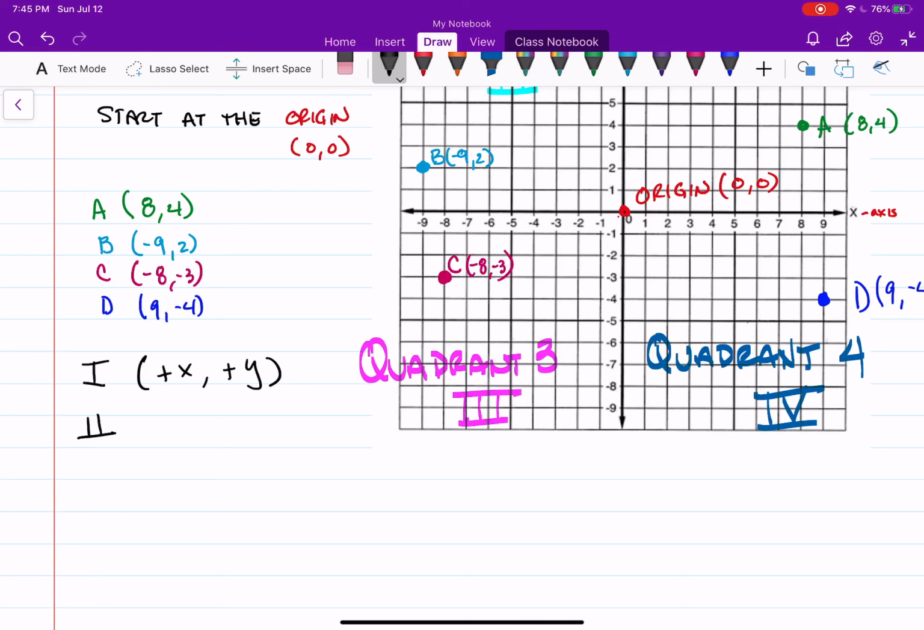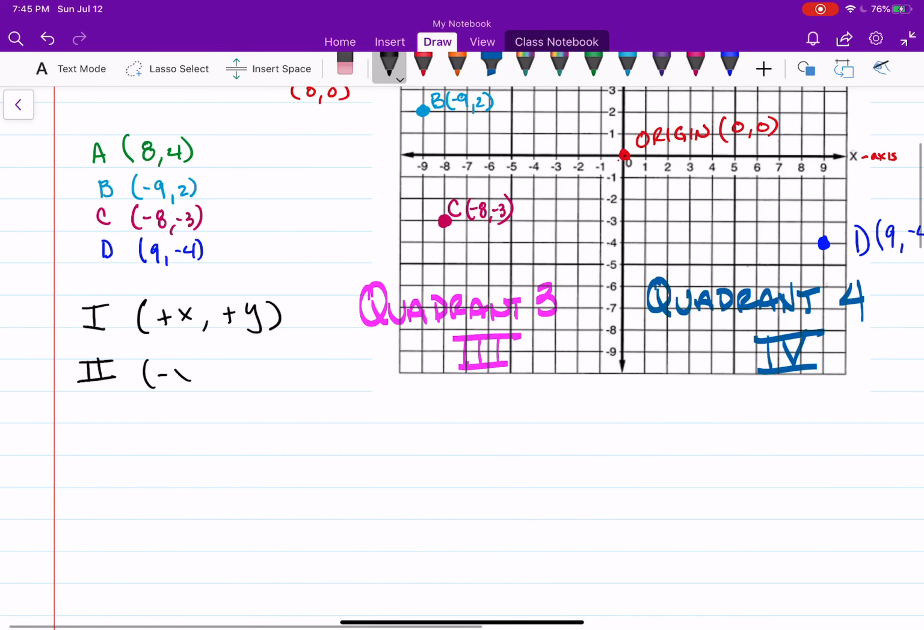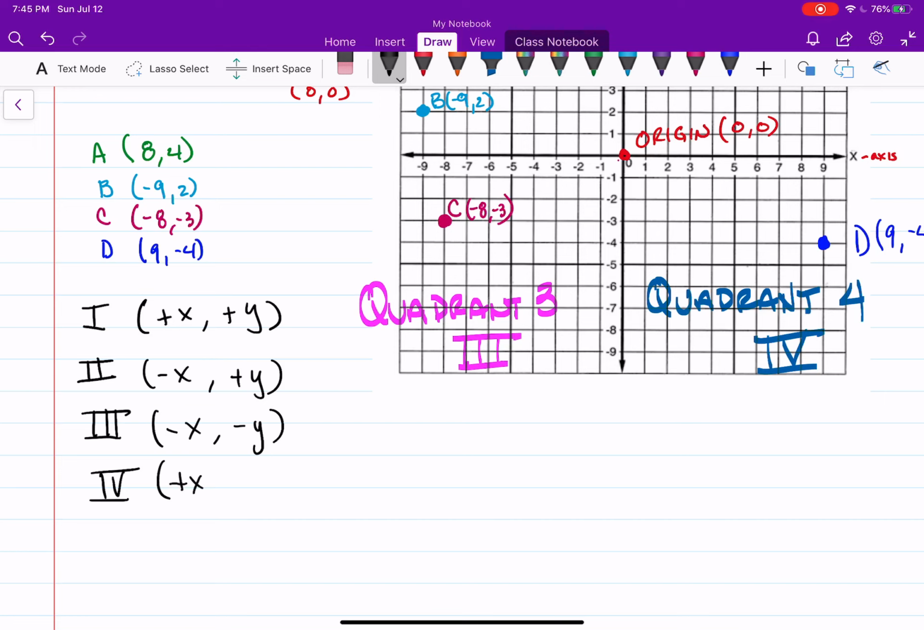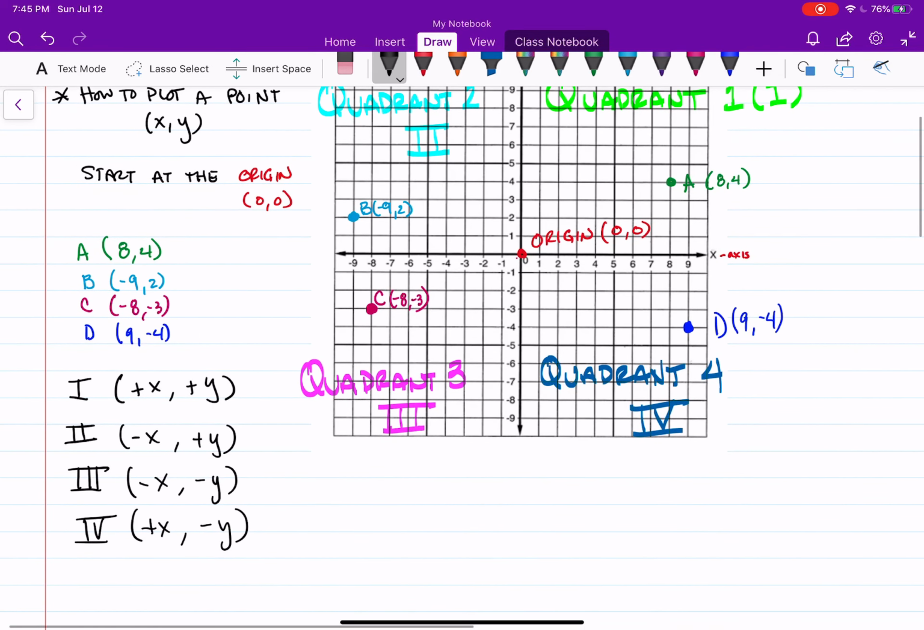Everything in quadrant 2, to get there, I have to move left and up. So left means a negative X and a positive Y. Quadrant 3, I have to move left and down. So left, negative X, down, negative Y. In quadrant 4, I have to move right and down. So right means positive X and down means negative Y. Okay? So depending on where your points are, if you plot them, you'll know which quadrant they are in, and that will help you there.